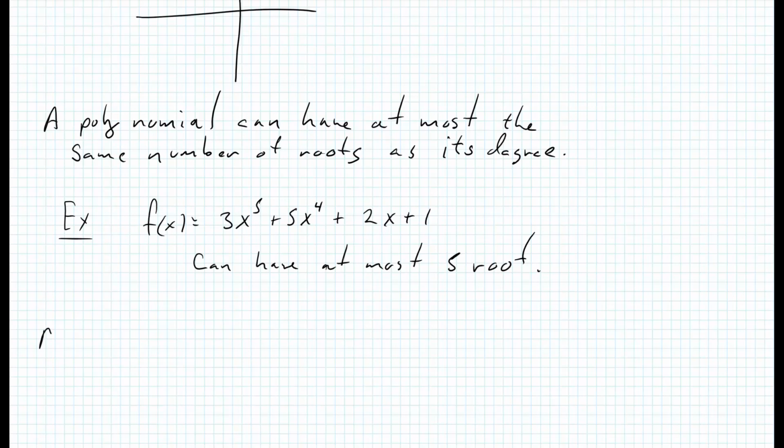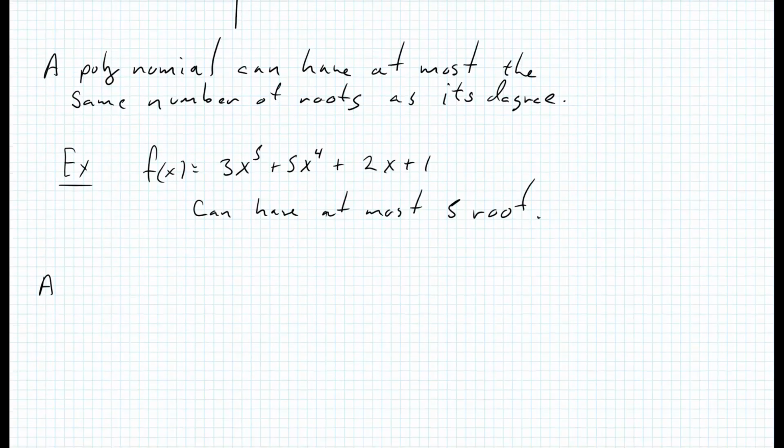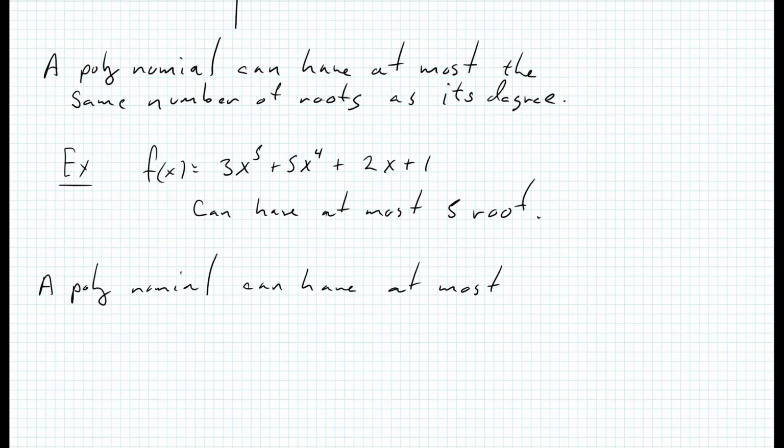What else did we have? A polynomial can have at most one less turning point.